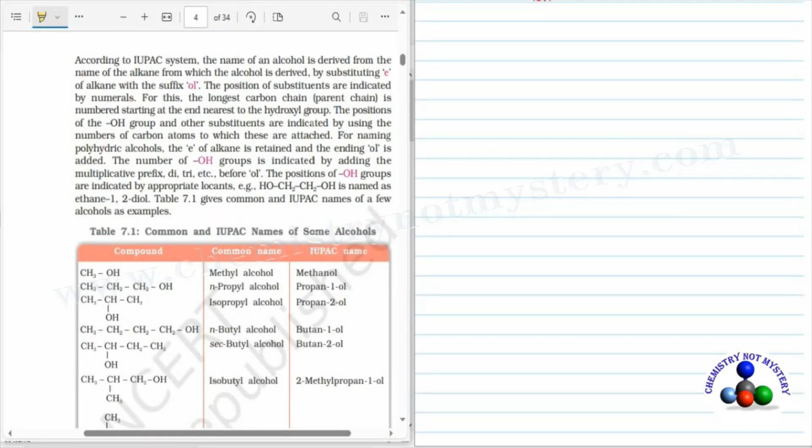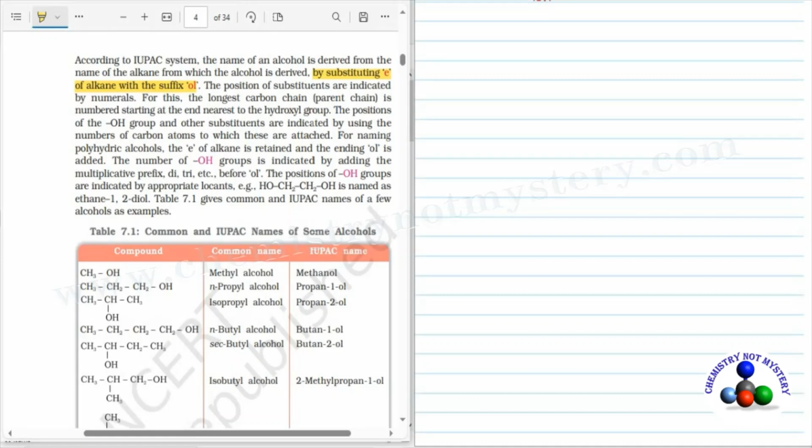According to the IUPAC name, the name of an alcohol is derived from the name of the alkane from which the alcohol is derived by substituting the E of alkane with the suffix OL. The positions of substituents are indicated by numerals. For this, the longest carbon chain, the parent chain, is numbered starting at the end nearest to the hydroxyl group.